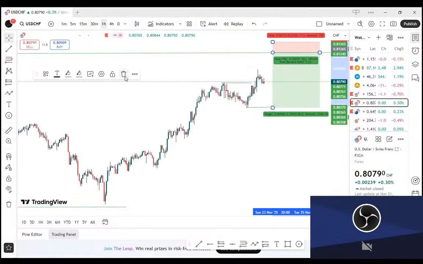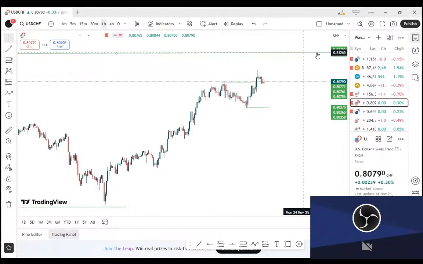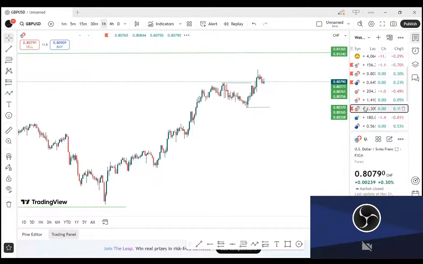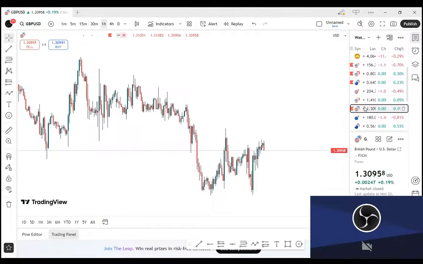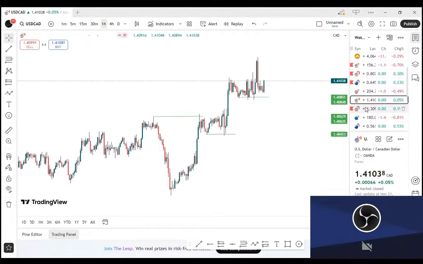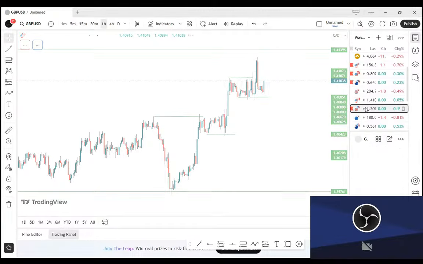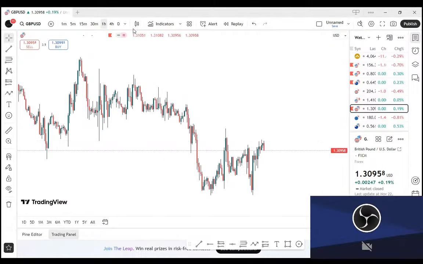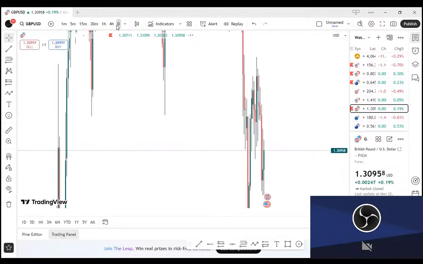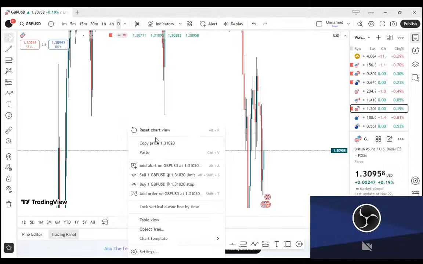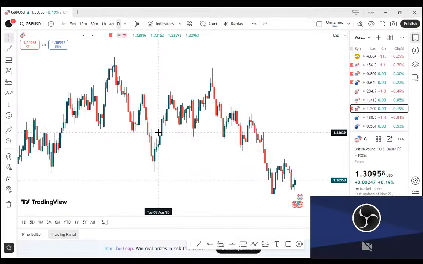So on this USD Swiss franc, I have a key zone here, my point of interest where I'm waiting for price. And USD CHF, let's say, okay, this is GBP USD. I didn't analyze GBP USD. Let's look at GBP USD on the daily time frame. Let me refresh the chart. Let's see what the chart is saying on the GBP USD daily time frame.